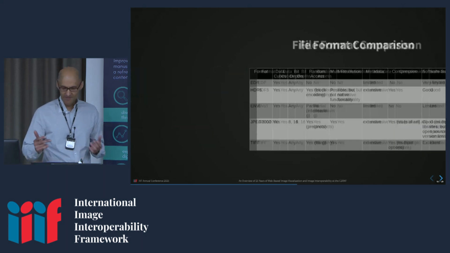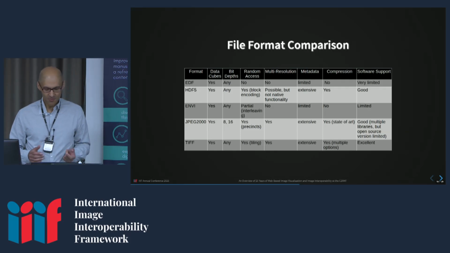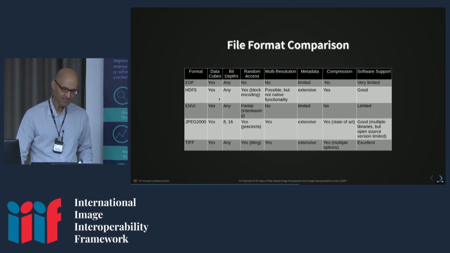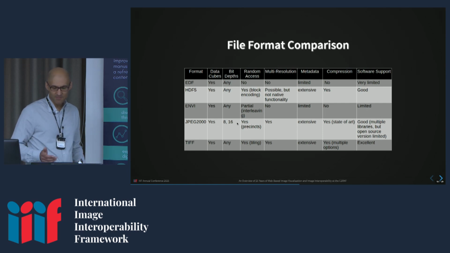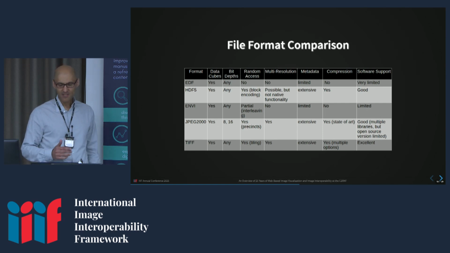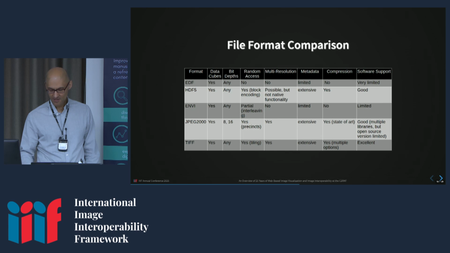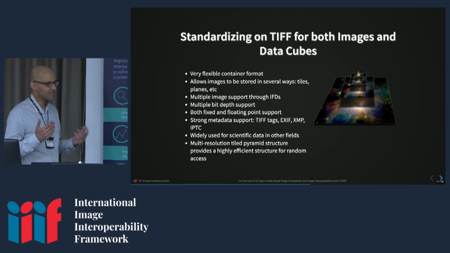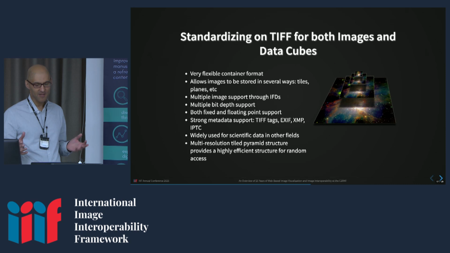Now, if we compare these formats and look at their use for data cubes, TIFF really stands out. It ticks all the boxes. JPEG 2000 has some flaws; it doesn't really support floating point. TIFF ticks all of the boxes in terms of flexibility, the ability to do multi-resolution, random access, and it handles metadata and compression.